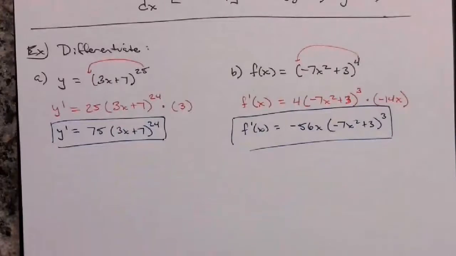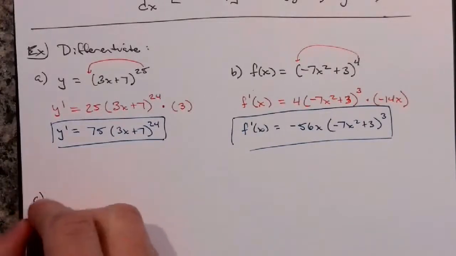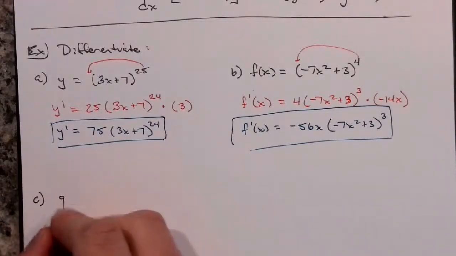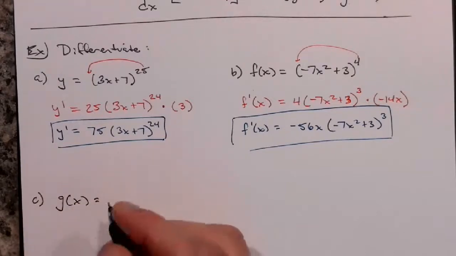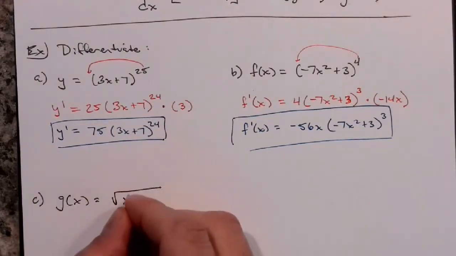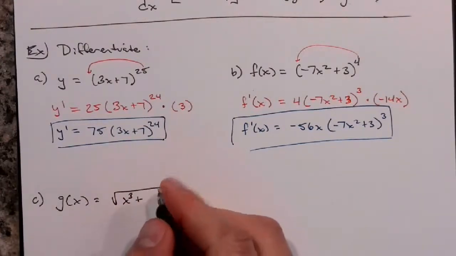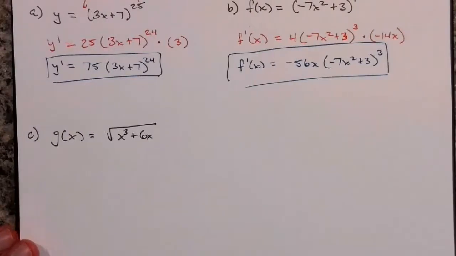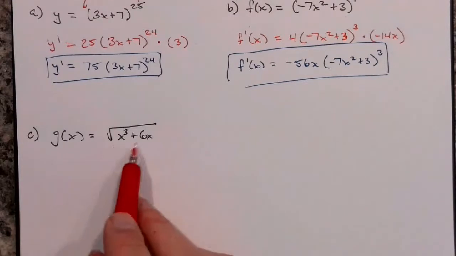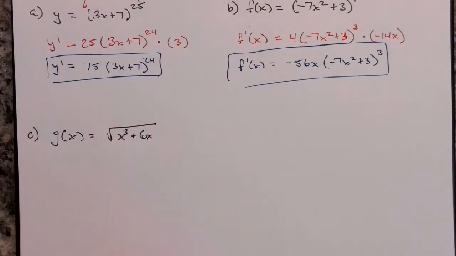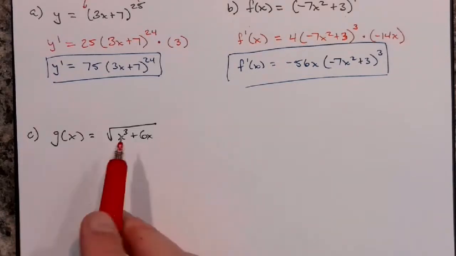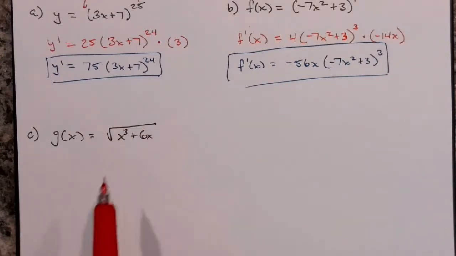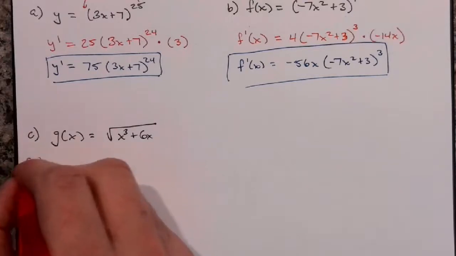Let's look at a few more. If I said I had g of x equals the square root of x cubed plus 6x, looking at that, you do have a function inside of a function. You have this x cubed plus 6x, this polynomial, inside of the square root function. So we know we should use the chain rule. Before you use the chain rule, though, remember, if you see any roots in your problem, you need to rewrite it. So the first thing we're doing is a rewrite step.